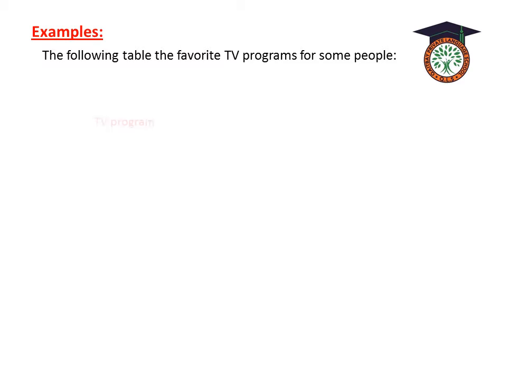Let's see an example here. The following table shows the favorite TV programs of some people. We have the TV program and the number of people. Sports: how many pupils? Here we have 15. Watch sports 15, news 15, and movies 30.